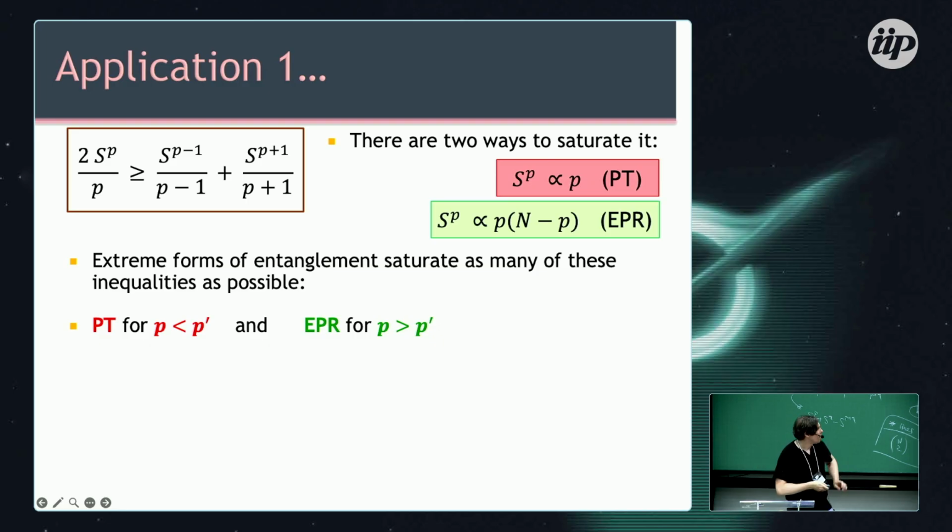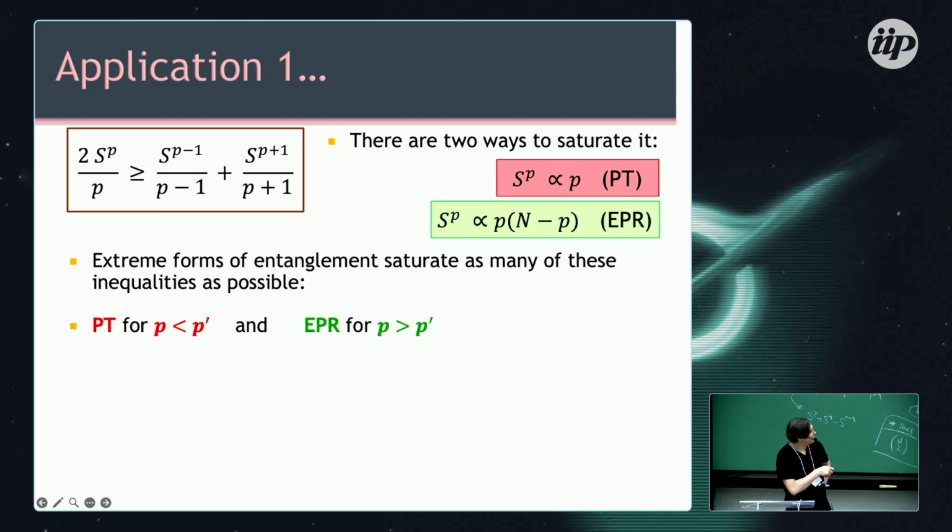That means that it has as many inequalities as possible saturated. So when you do that, then you will want to saturate this inequality for every value of p. Is that possible? Well, that's only possible with setting all the entropies to 0. But the next best thing we can do is to saturate all inequalities except one. That's the best thing that we can ever do. So what we're going to do is to find the most extreme form of entanglement allowed by these inequalities.